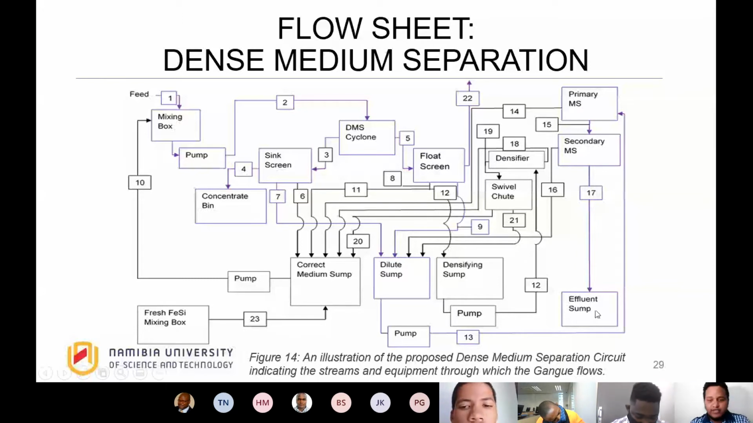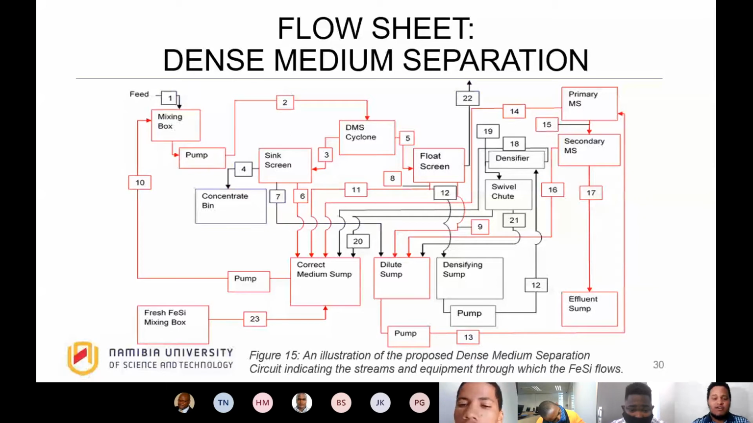The red shows the flow of your ferrosilicon in your system. As we can see all around the entire system, from the DMS cyclone to the correct medium sump, there's a recirculation of your ferrosilicon, and also your recovered ferrosilicon from your float screens, which is recovered in your dilute circuit by your primary magnetic separators. However, as I indicated earlier, there are also losses of your ferrosilicon to your tailings.